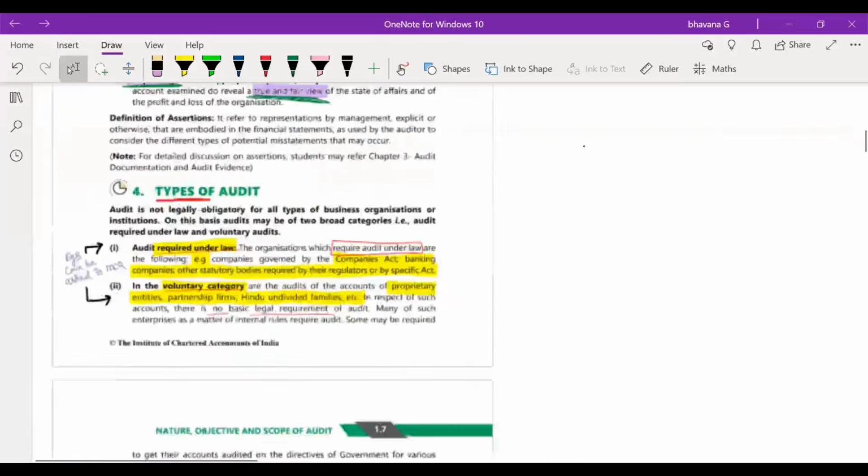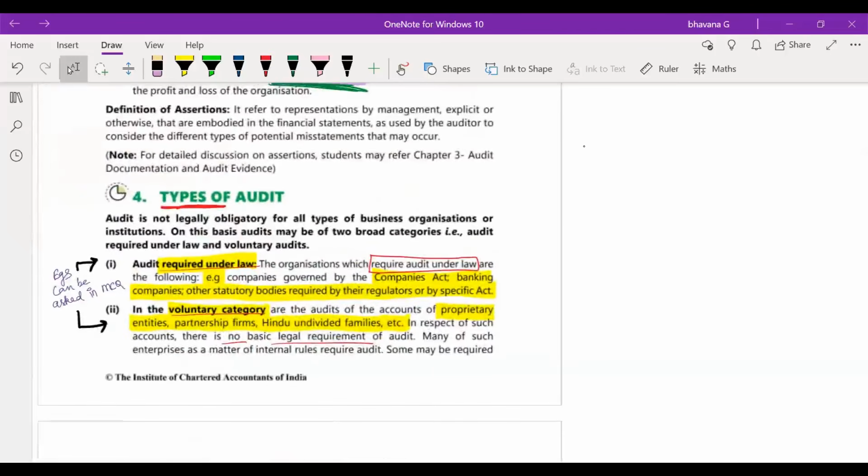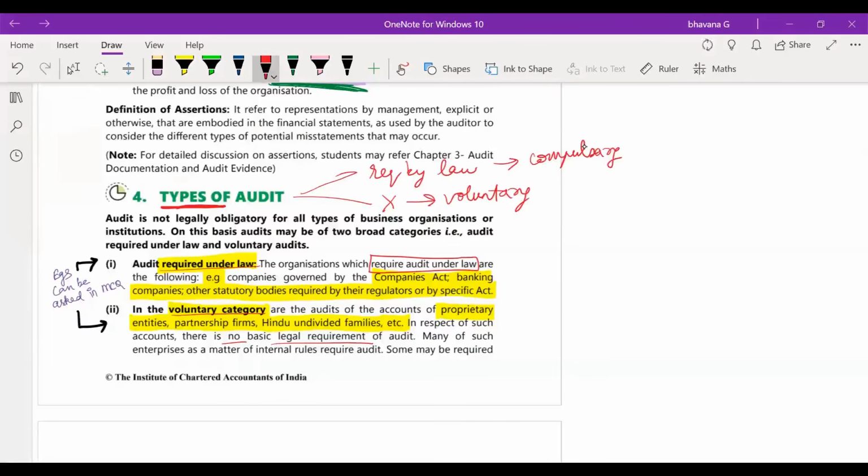Now this is a very small topic. What are the types of audit? There may be two types of audit. One audit is required by law, that means law tells you that you need to do audit. The other one is not required by law, that means voluntary audit. We can classify the types of audit into two: compulsory audit and voluntary audit. Compulsory audit is something which is required by law, and voluntary audit means you do it yourself.